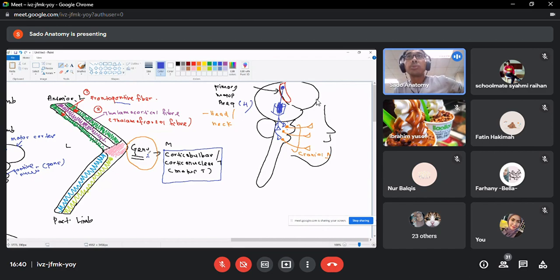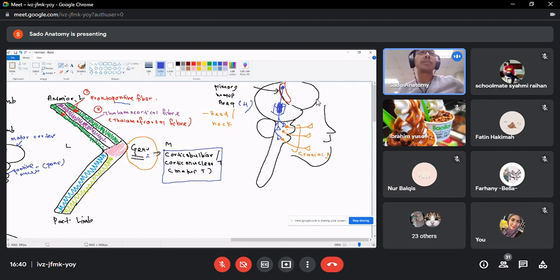Okay, genu of internal capsule. And then after that, where does this fiber terminate? In the brainstem. Terminate within the brainstem. And after that, the fiber which is coming from brainstem will go out and stimulate your head muscles and also neck muscles, right? So that is what we call the corticobulbar tract.